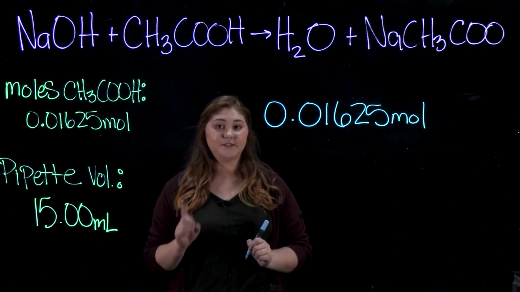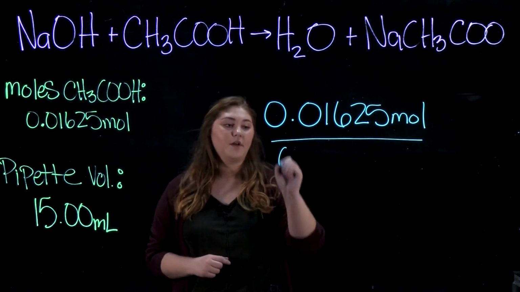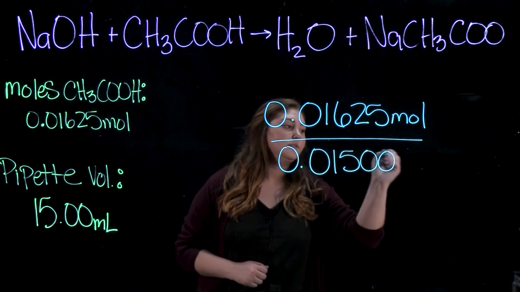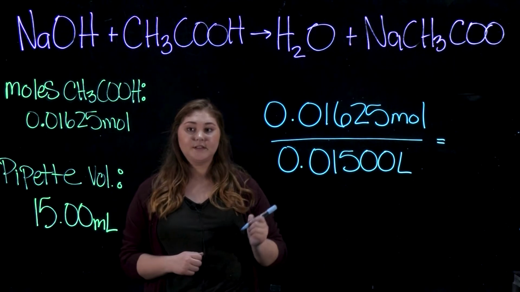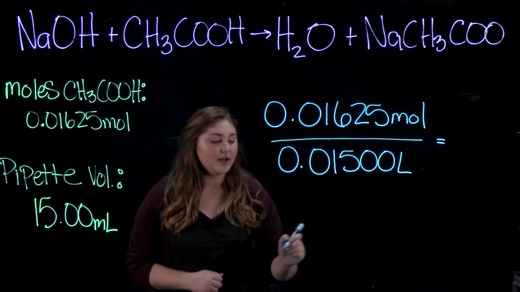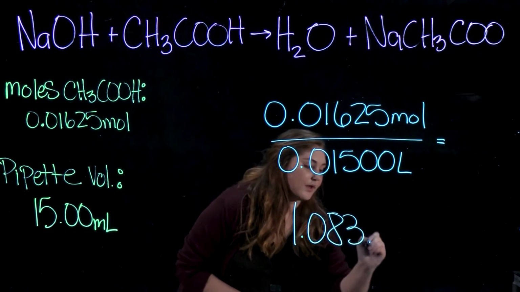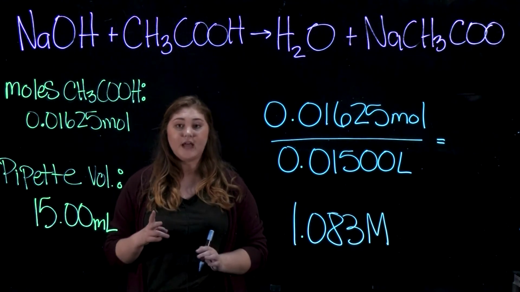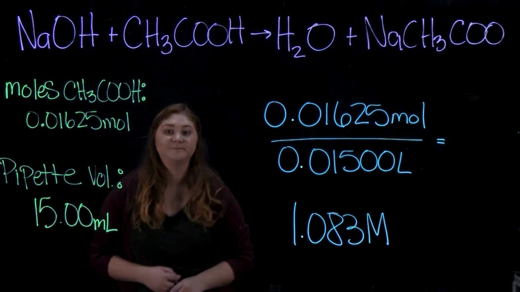Don't forget to take your sample to liters. So in this case, I would have a volume of 0.01500 liters. Once I finish this calculation, I would find that my acetic acid concentration is 1.083 molar. You'll perform this calculation 3 times using your good titration values, and then you'll average them together.